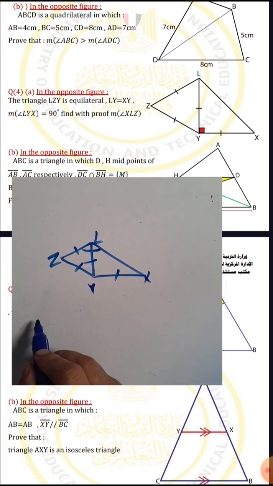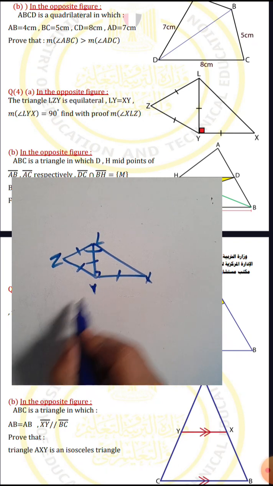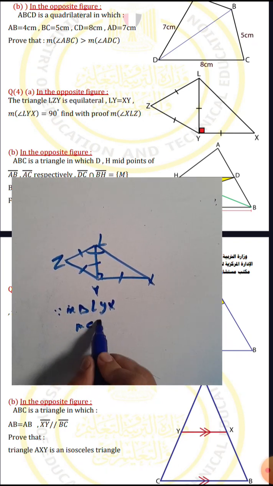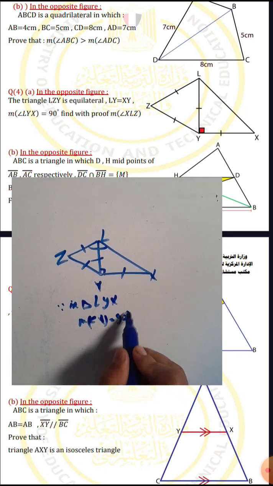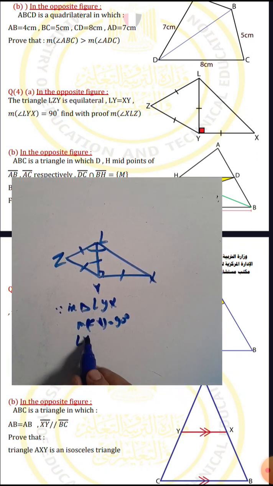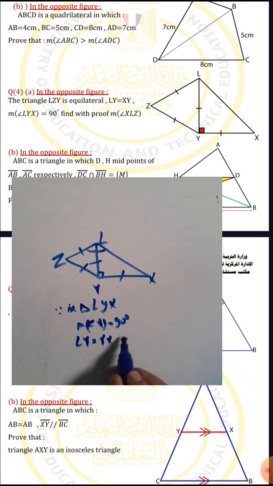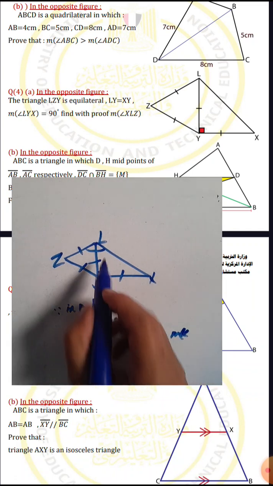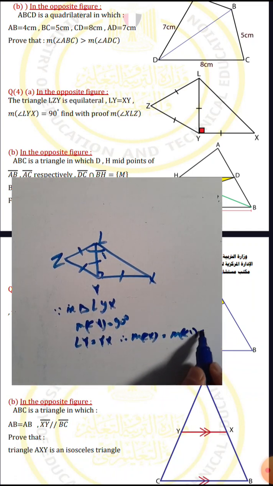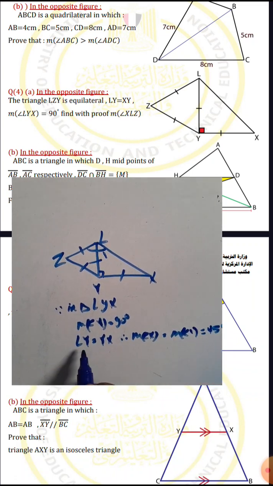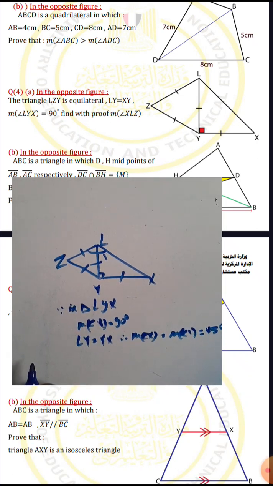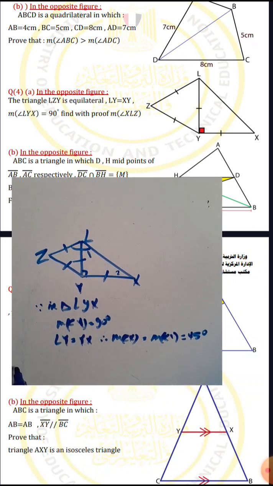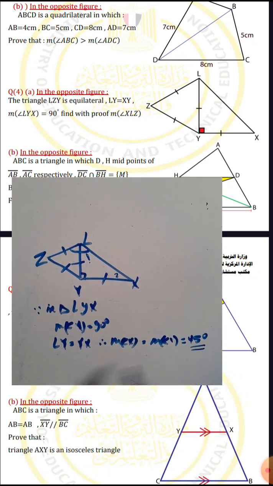This angle. Okay, it's a right angle triangle, such that in triangle LYX, the measure of angle Y equals 90 degrees, and LY equals YX. Then the measure of angle X equals the measure of angle 1. It will be 45 degrees because they are complementary angles. The sum of them equals 90 degrees and their measures are equal. The measure of angle 1 equals 45 degrees, each of them.